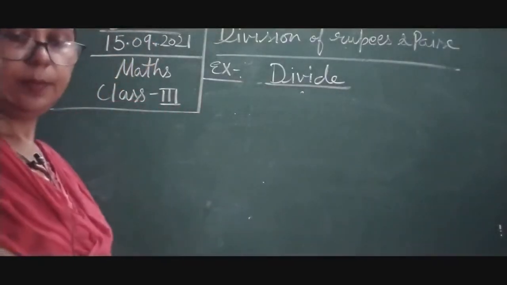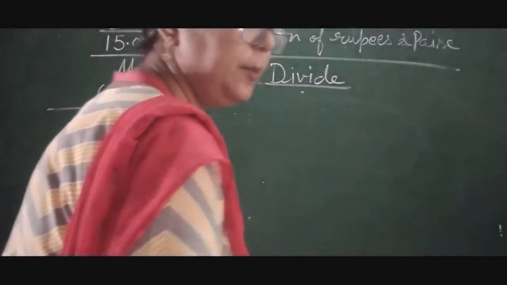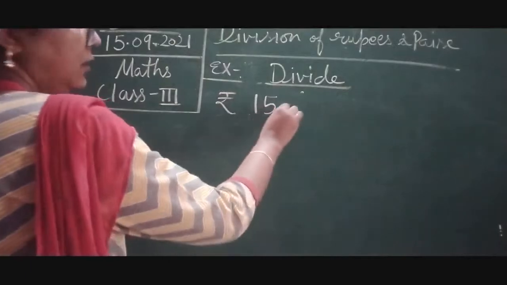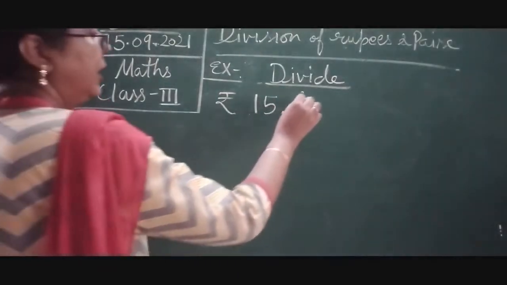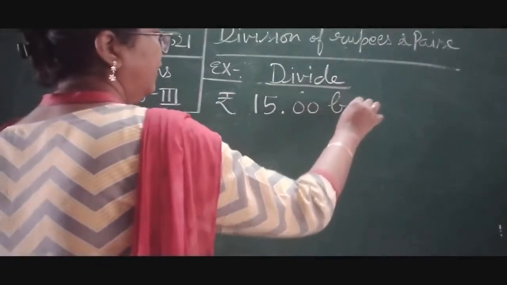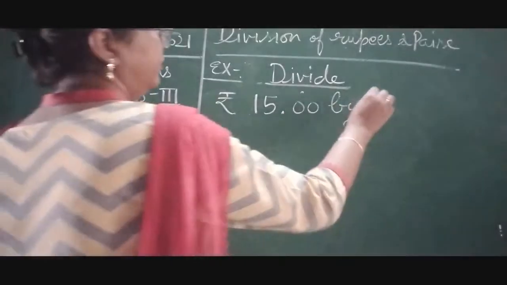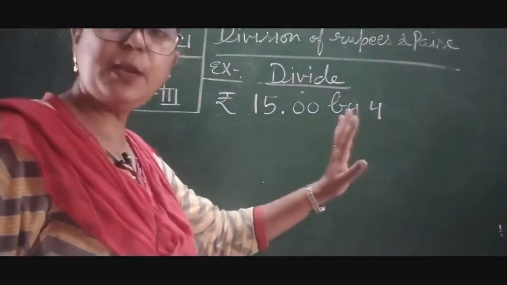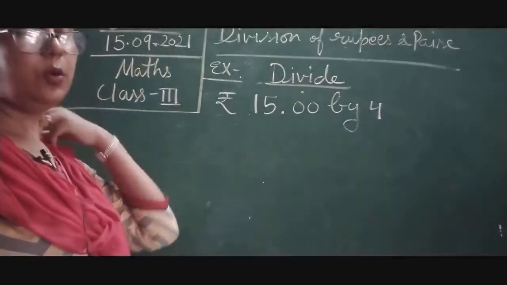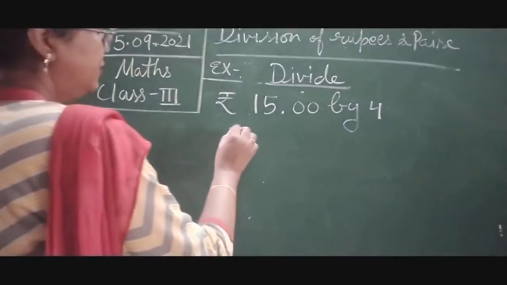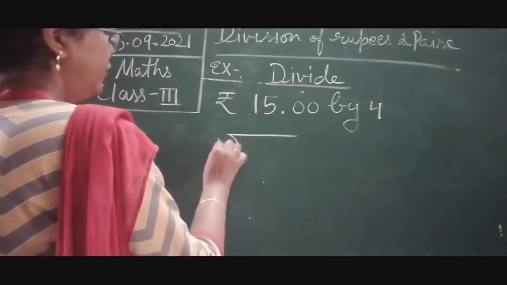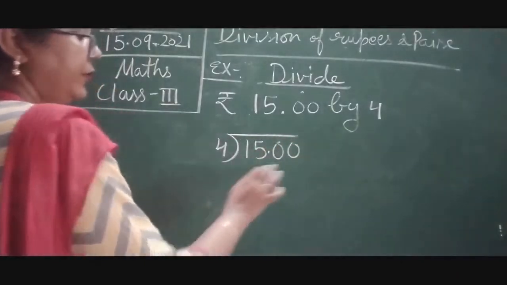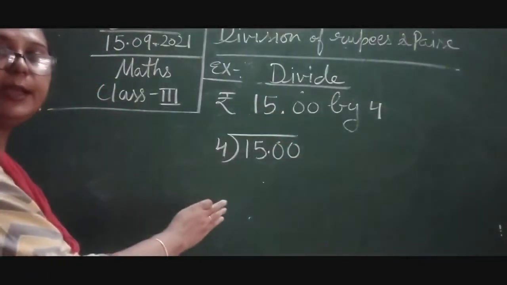Children, here you can see I am going to give you the 3rd example, rupees 15 and 00 paise divided by 4. Okay, rupees 15 and 00 paise by 4. It means rupees 15 is there. So now we will divide it. Children, 4 we will write over here. Now here 15 and 00, because exactly we have to write over here.